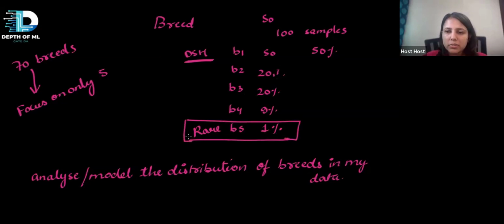At least according to my data, this is rare because I have just one data sample out of 100, while domestic short hair had 50 samples. So they were in abundance. This is probably like the Sphinx cat that we had seen yesterday. I have never seen a Sphinx cat in my life, so I'm assuming that is a rare breed.